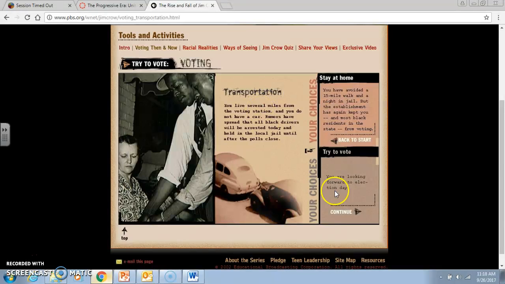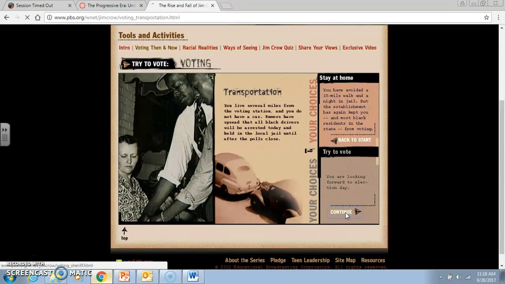Okay, but transportation was a big deal as well, because you live several miles away. Most people don't want to walk and take that time, so they would drive. If they did drive, people would be arrested and for some reason held in the jail until the polls were closed, and then they get out, and there would be no way for them to vote. So that was really a negative way.